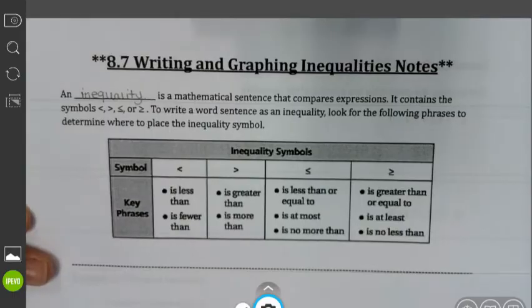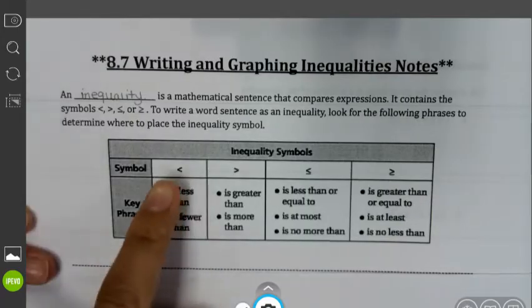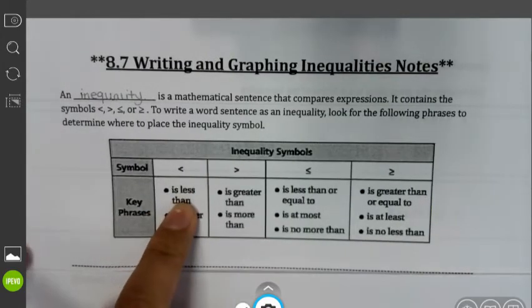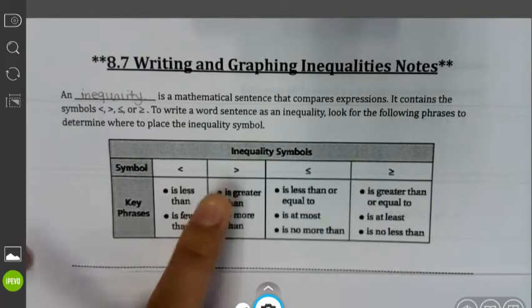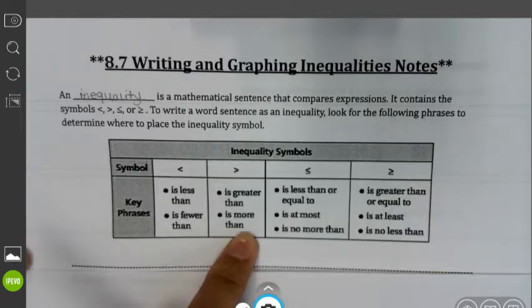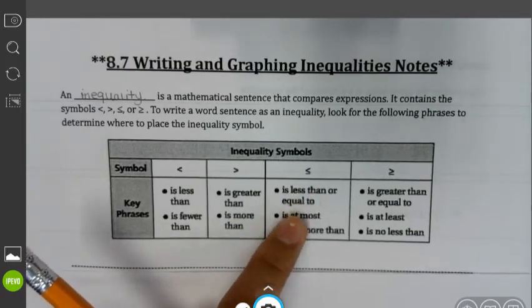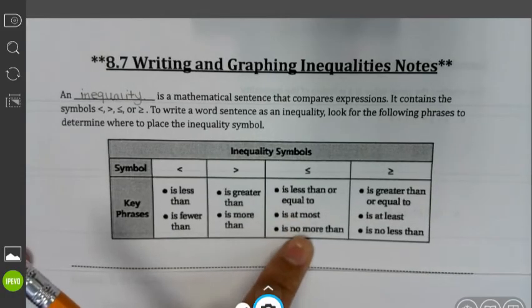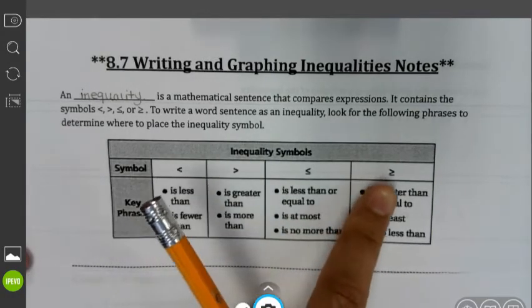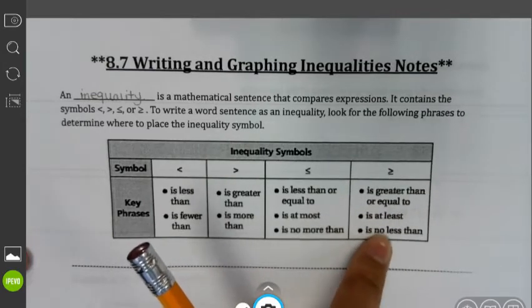To write a word sentence as an inequality, look for the following phrases to determine where to place the inequality symbol. This symbol means is less than or is fewer than. This symbol means is greater than, is more than. This symbol is less than or equal to, is at most, is no more than. And this symbol is greater than or equal to, is at least, is no less than.